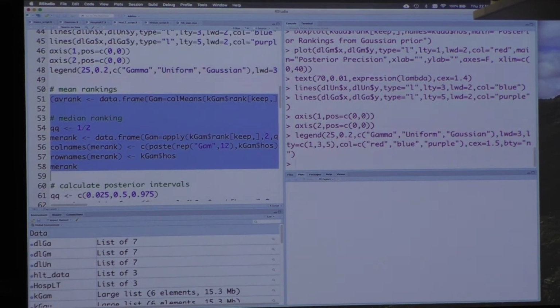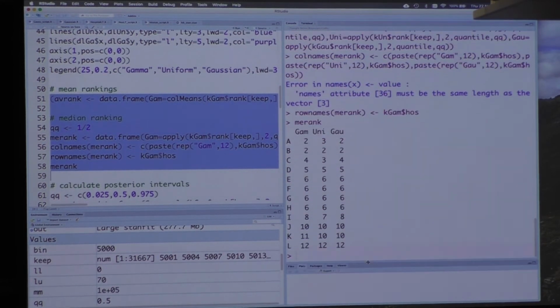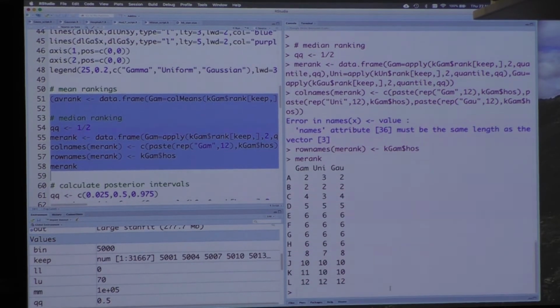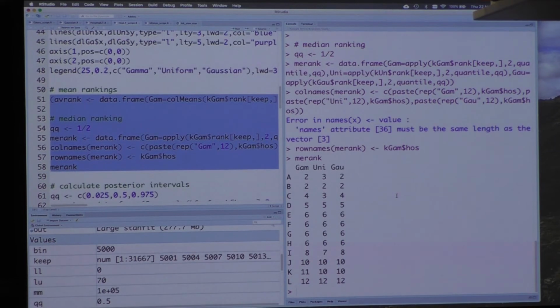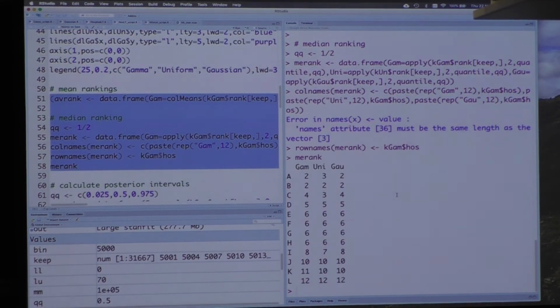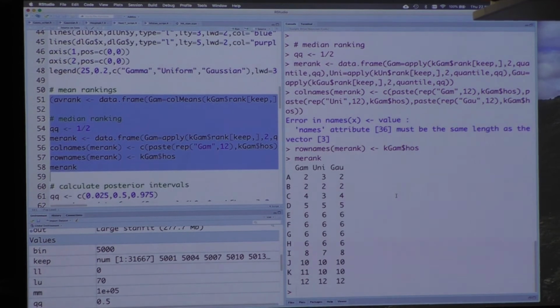So if I do that, hopefully I will be able to display them together. I don't know what I did wrong with my mean rank, but I won't be bothered with that. These are the median ranks, okay? So this is the little line in the box plots.